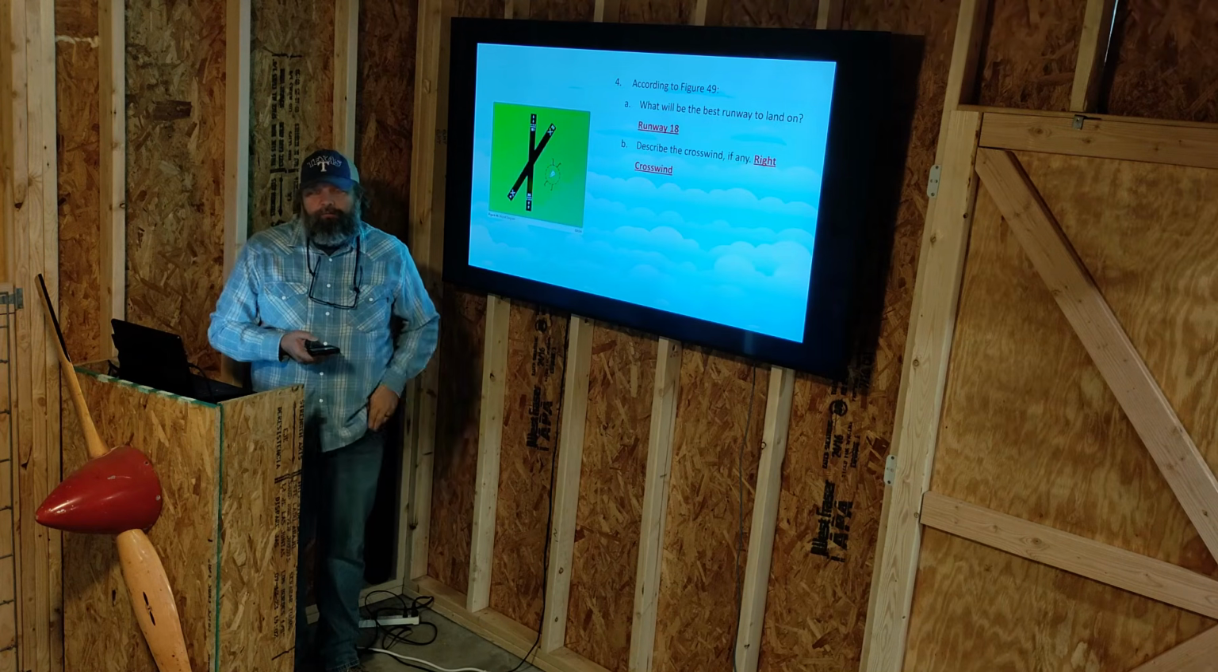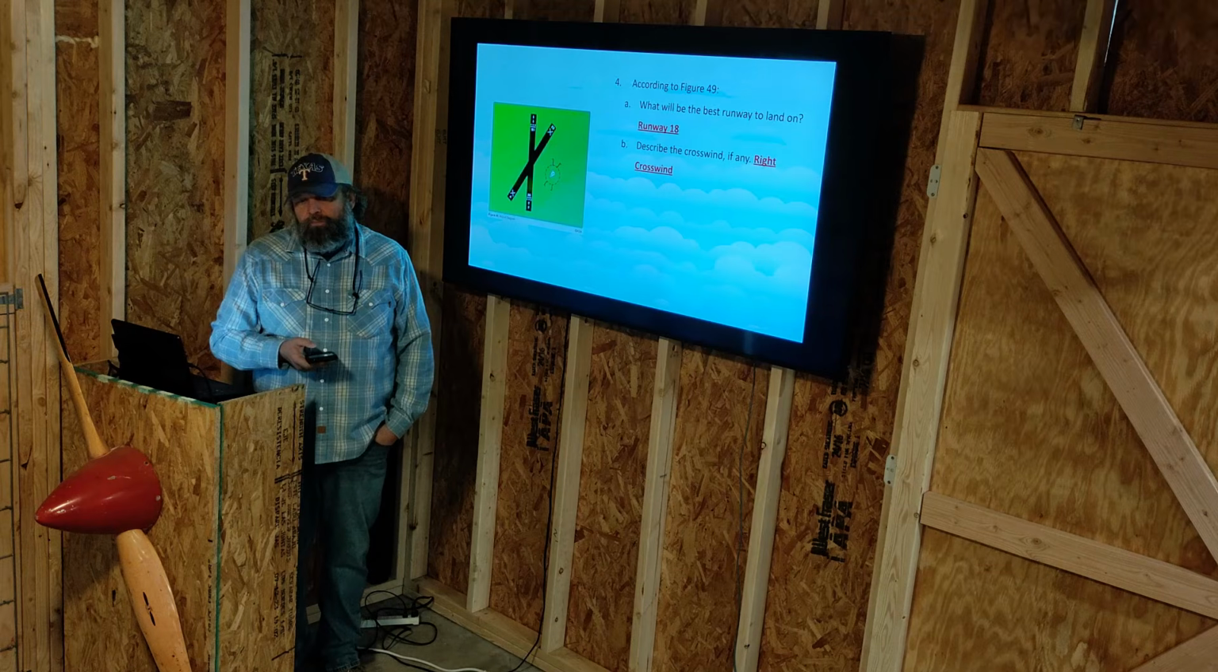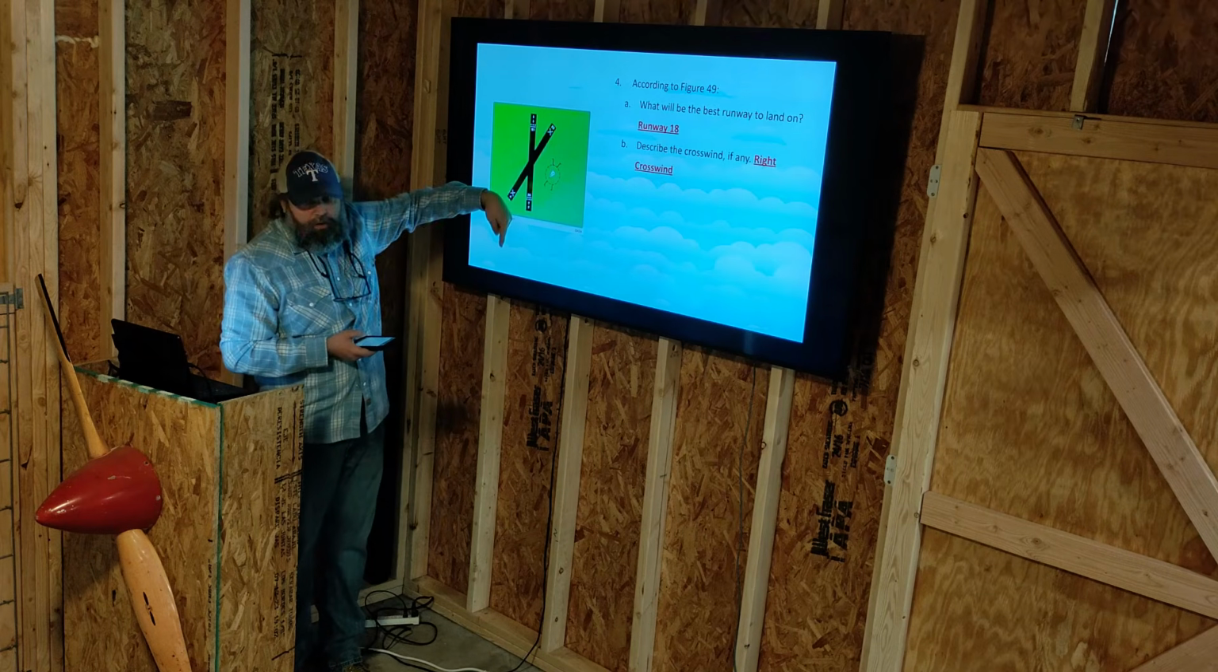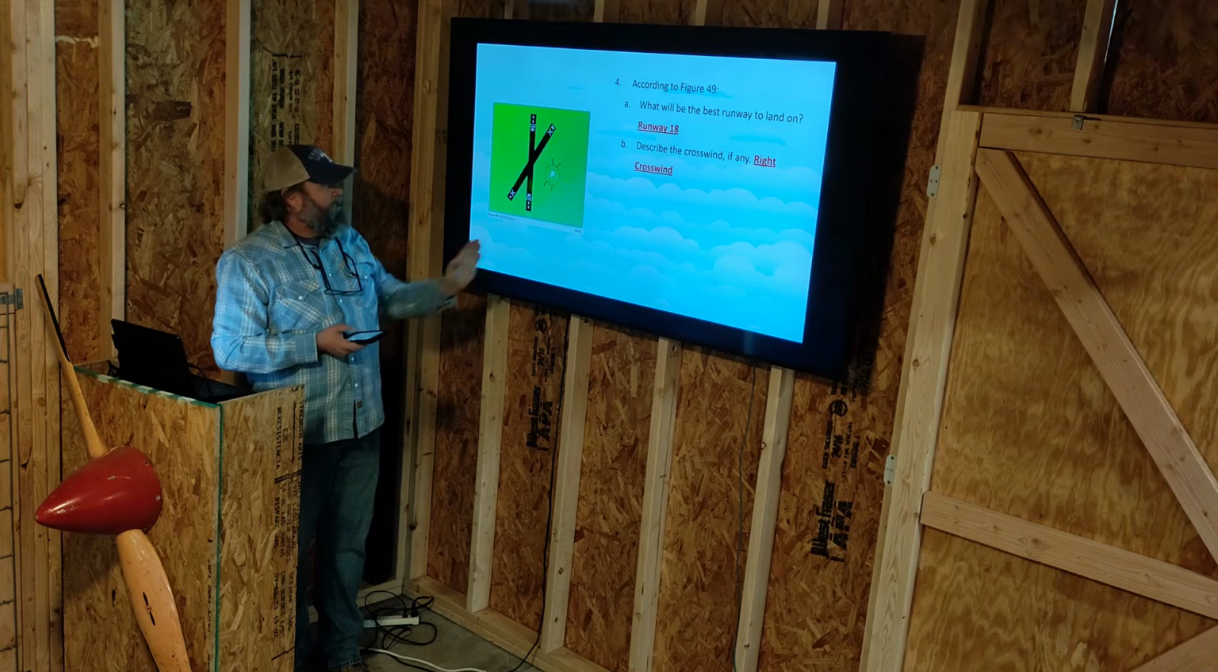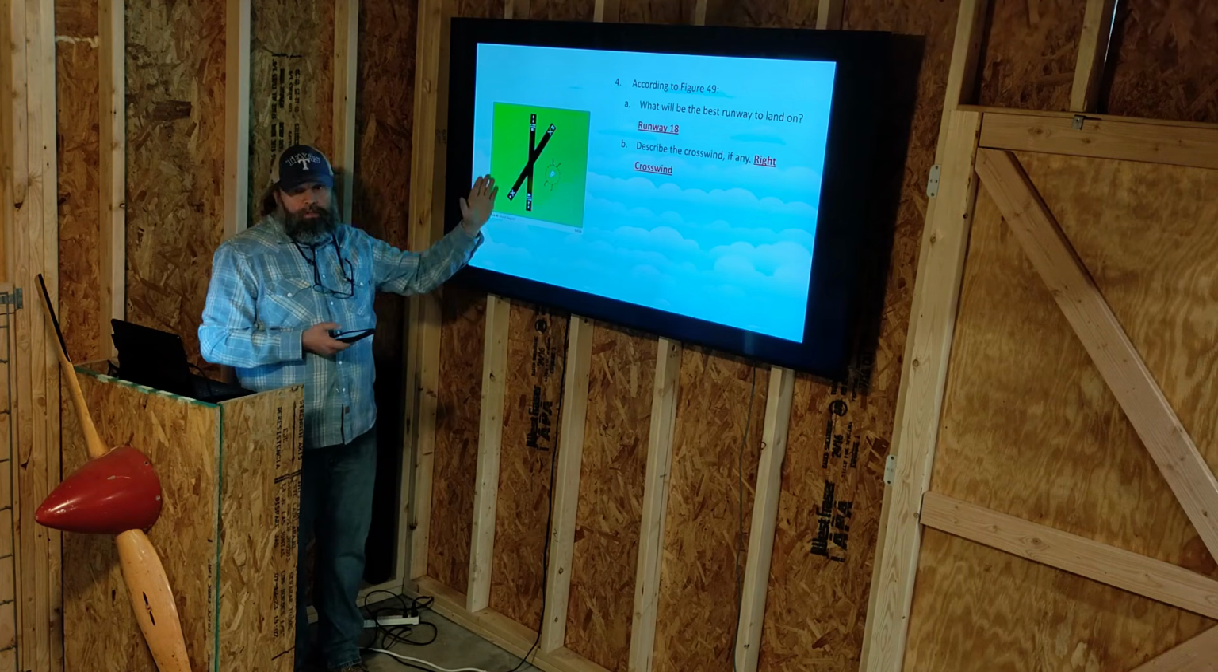If you're landing on the 18 side of that runway, would it be a different crosswind than landing on the 36 side? Yeah, if you're landing on 36, you've got a quartering tailwind, so it's going to be pushing you.